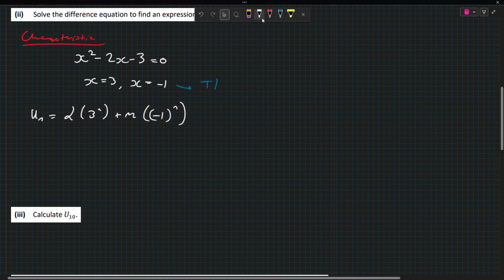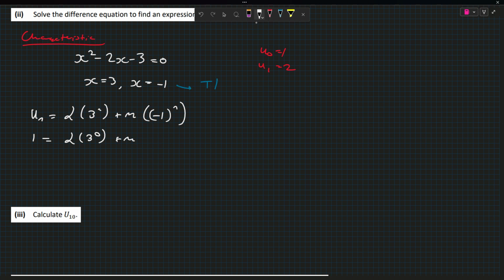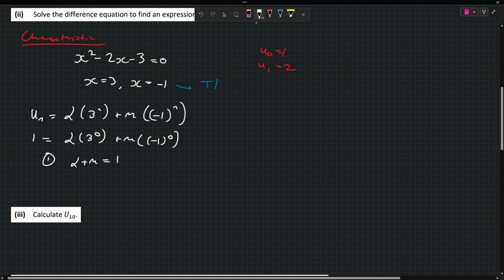Now we're told, I'll just write down again, that u0 is 1 and u1 is 2. So we can do simultaneous equations. So we have that 1 is L times 3 to the 0 plus m times minus 1 to the 0. Anything to 0 is 1, so L plus m is 1, and that's going to be equation number 1. Secondly, we're told that 2 is L times 3 to the 1 plus m times minus 1 to the 1. So 3L minus m is going to be 2, and that's equation 2.